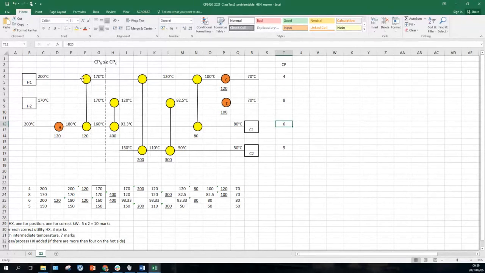We can work out how much enthalpy is available over here. Going from 200 to 170 is 30 degrees, CP of 4, 120 kilowatts. Over here, we've got 160 going up to 200, that's 40 degrees, and CP 6, so that's 240 kilowatts. So we have a look. That one was 120. That one, we need to add 240 to this cold stream.